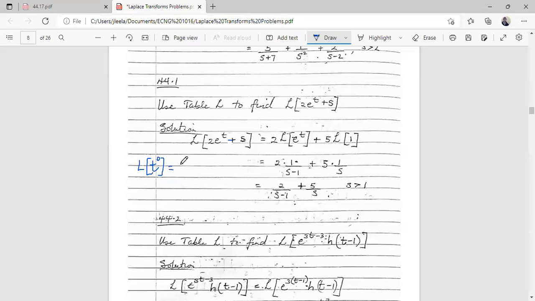So this will be 0 factorial over s to the 0 plus 1. So 0 factorial is defined to be 1. So this will be 1 over s. That is how you get this here. Anything to the 0 is 1. So t to the 0 is 1. So this is another rule here that is derived from the Laplace of t to various powers then.